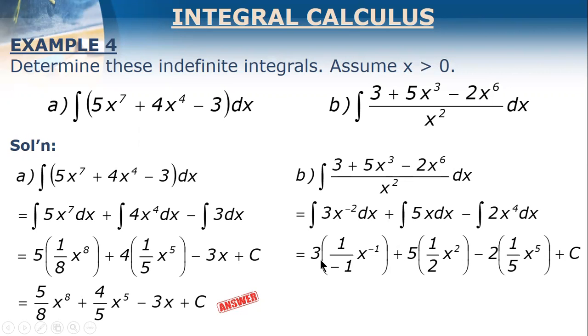And then simplify. This is negative 3, right? 3 times 1 over negative 1 is negative 3. But since it is x raised to negative 1, it moves to the denominator. So it becomes negative 3 over x. And then 5 halves x squared, minus 2 fifths x raised to 5, plus C.